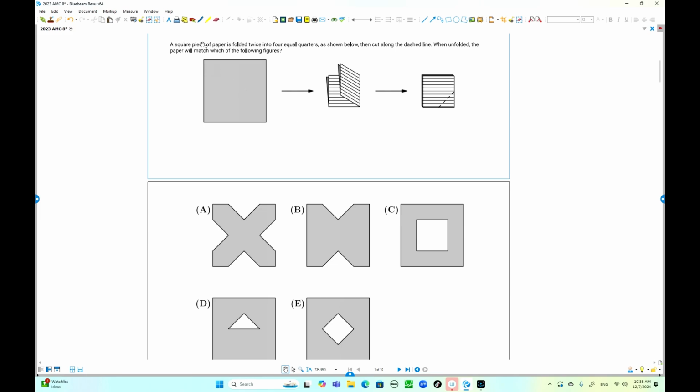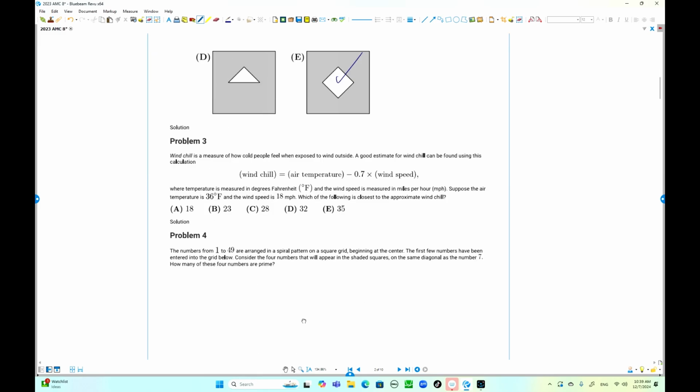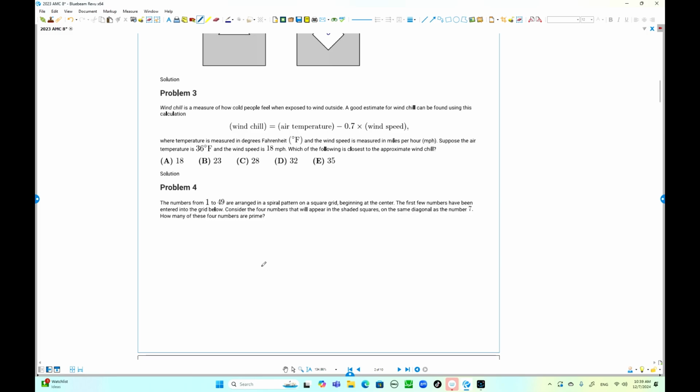Okay, a square piece of paper is folded twice. First one and second one, okay? So we cut this portion. And when we unfold again, which of the following will the paper match? When you unfold, before one over here, the other one is over here, right? Two times. So in the middle, it must look like this, okay? So this choice is the answer. All right, number 3.